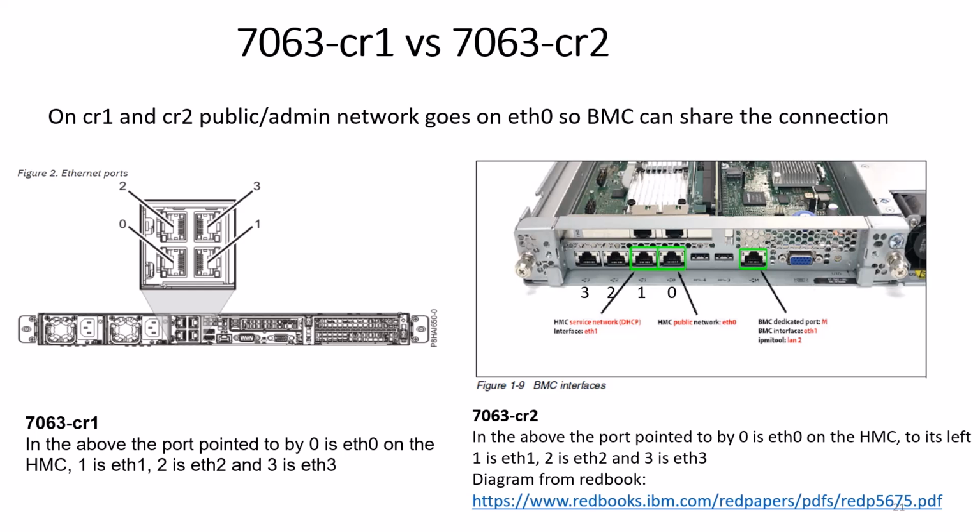When you look at the 7063 CR2, it has a block of 4 horizontally on the left, and then there's a single one that you can use. The single one is if you want to have a dedicated port for your BMC. As I said, I tend to put my public network on ETH0, and I configure my BMC to share that port so that I don't have to add extra cables and extra switch ports. And I have the link here to the Redbook that actually goes into this in detail.